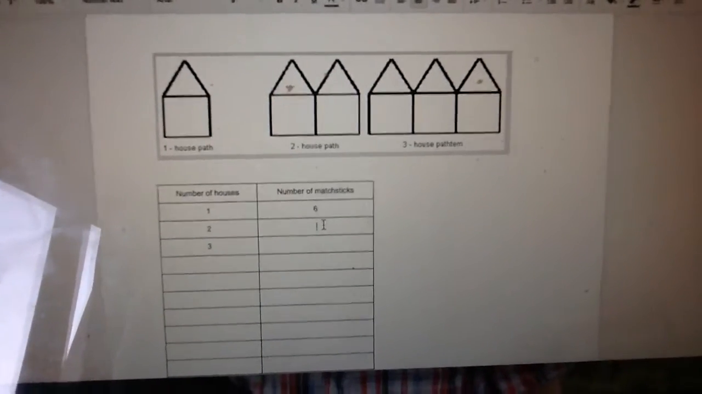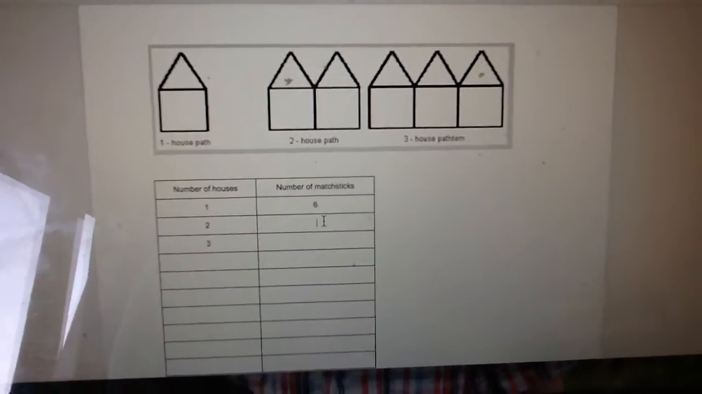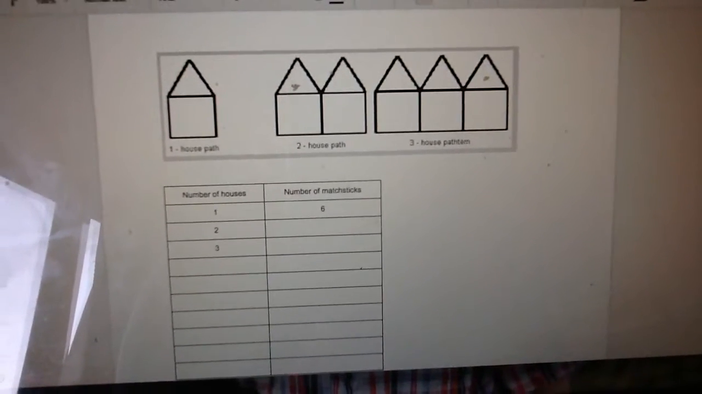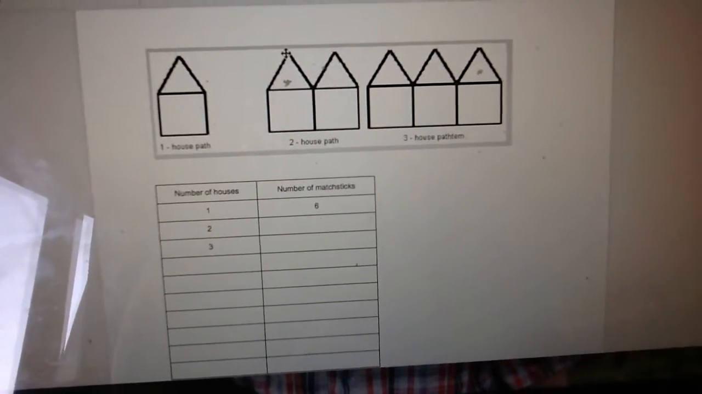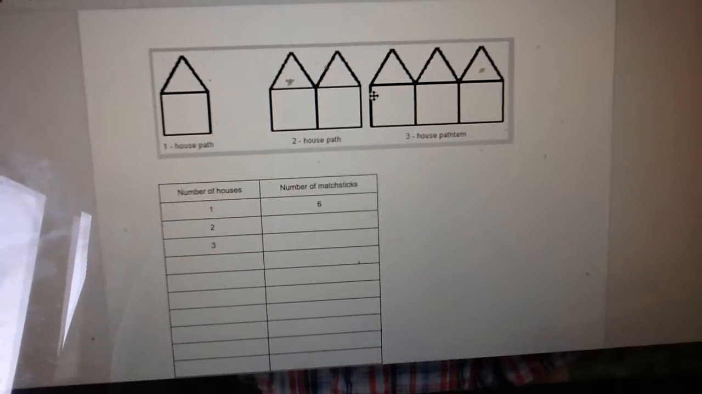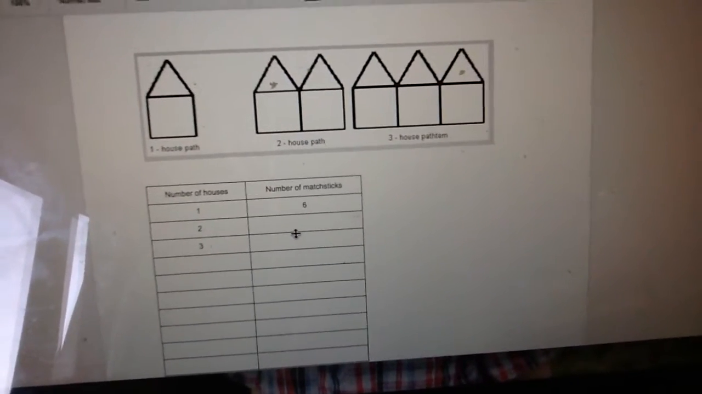Now my pattern's growing. There are 2 houses, and I want to see if I can find the rule that's helping it grow. So I count all the matchsticks. I know that there's 6 there, so then I know that makes 7, 8, 9, 10, and 11. So I'm going to put 11 next to 2 houses. There are 11 matchsticks.